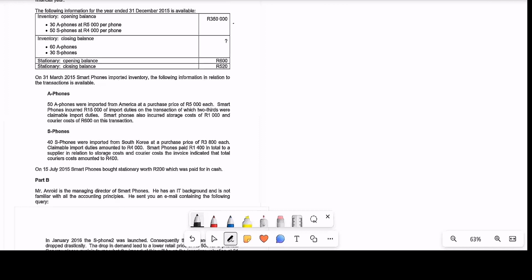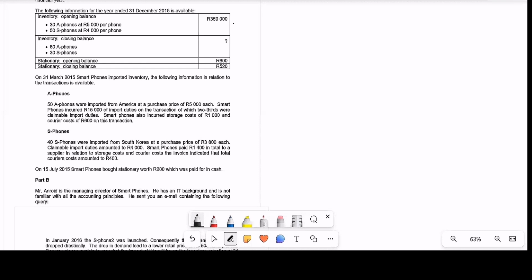But we're going to exclude costs which we can claim back, let's say from SARS. We can get our money back for what we spent to acquire that inventory, so those costs will not be capitalized to the inventory. The smartphones also incurred storage costs of 1,000 and courier costs of 600 on this transaction.